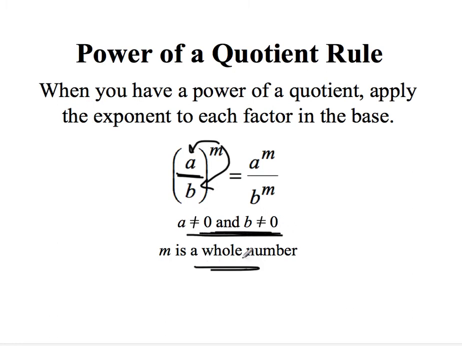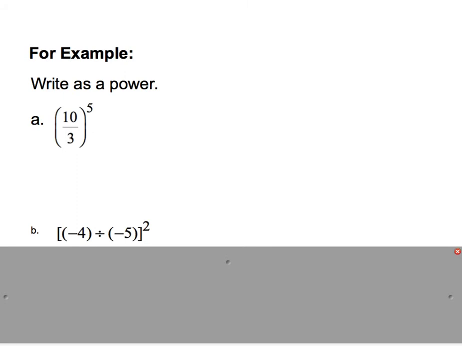And once again, those exponents will never be negative in grade 9. They will never be fractions in grade 9. They'll always be whole numbers, 0, 1, 2, 3, 4, etc. So all we're going to do is write 10 to the power of 5 over 3 to the power of 5. And we are done because now we're dealing with different bases. Okay, the 5 goes to both bases in my quotient.